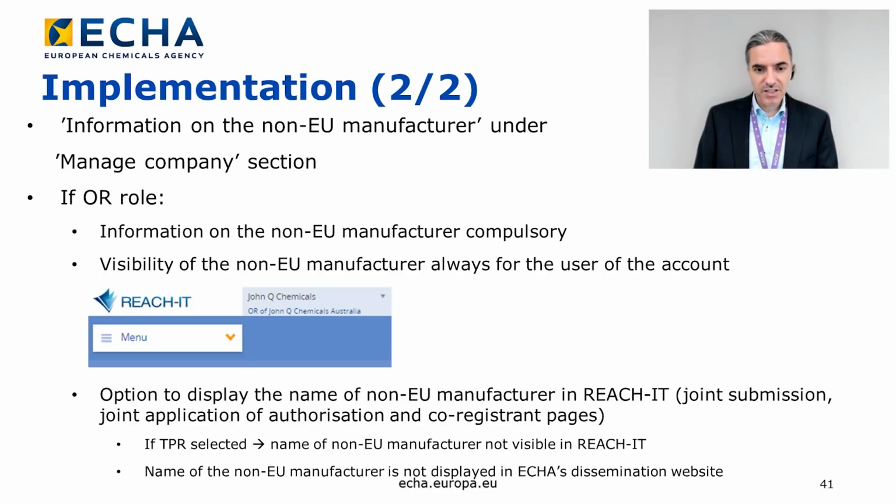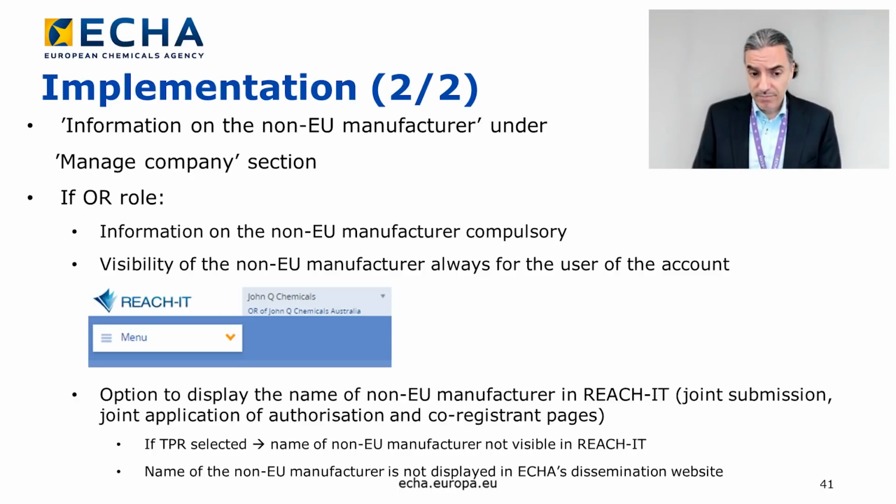Here you can see in this print screen that we have John Q Chemicals, which is the name of the only representative per se. And then below we have OR of John Q Chemicals Australia. So the user who logs in to the account will see at all times who is the non-EU manufacturer they are representing. We have done this because we are aware that there are plenty of only representatives representing several non-EU manufacturers, and that will provide more visibility of who is the non-EU manufacturer they are representing, to avoid sending registrations from the wrong companies, from the wrong account, sorry.